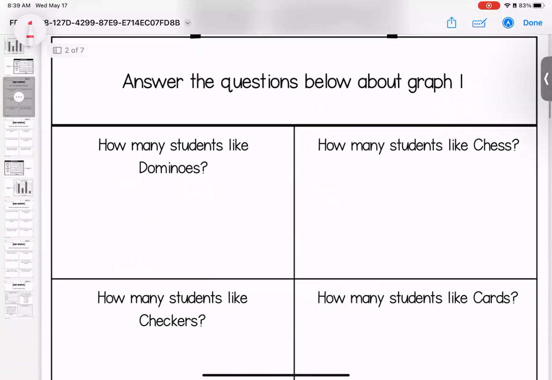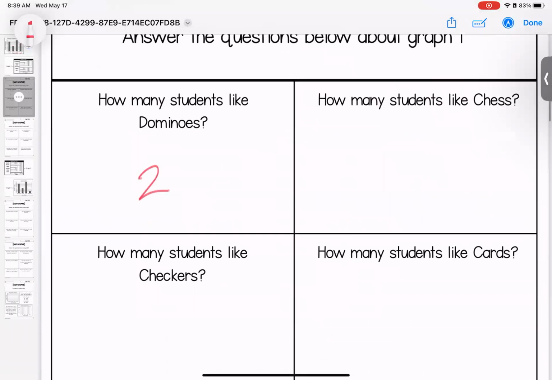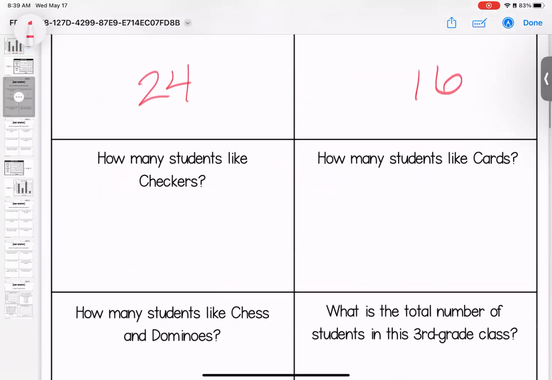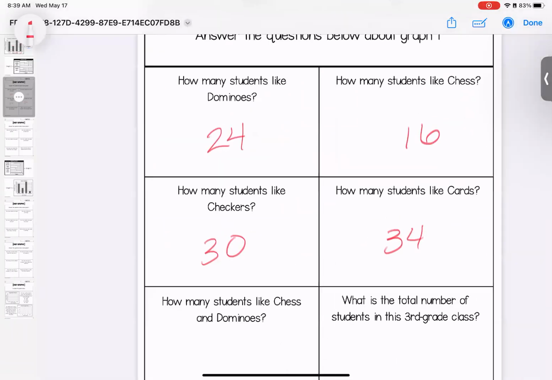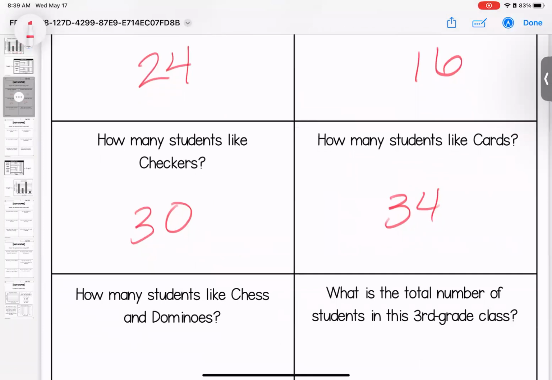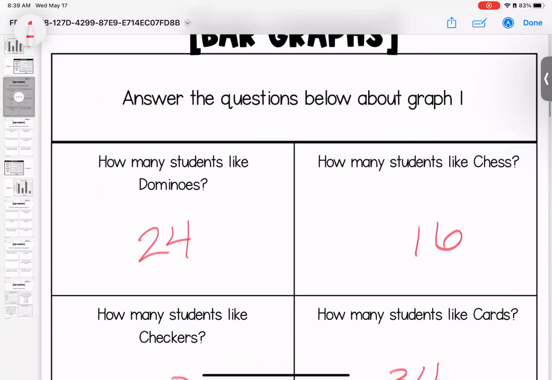So just come down and write these in. Again, we had 24 votes for dominoes, 16 for chess, 30 for checkers, 34 for cards. Chess and dominoes was 40. We added them, and there was 104 students in 3rd grade in total. If you have questions on these, please bring them with you to class.